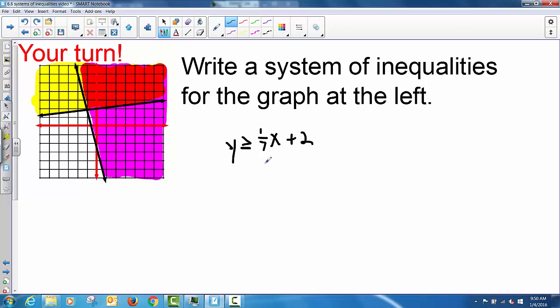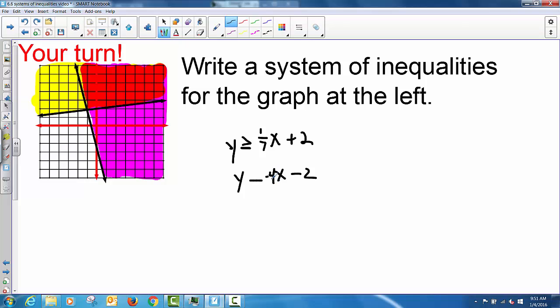Now the next one, we look at it and we say, okay, our y-intercept is negative 2. We put our x, we leave some space, and it's a solid line, so we put or equal to, and we put our y. Now the question is what is the slope? So we start here and we go up 1, 2, 3, 4 and left 1. So that gives us a negative 4.